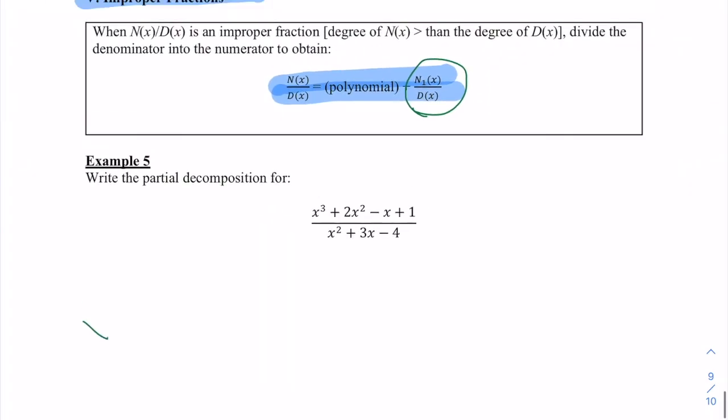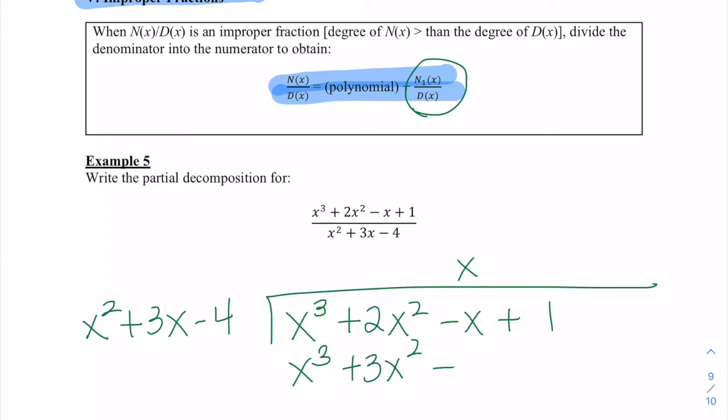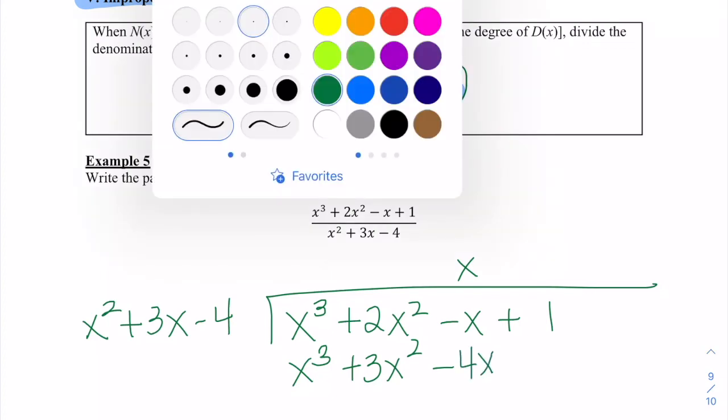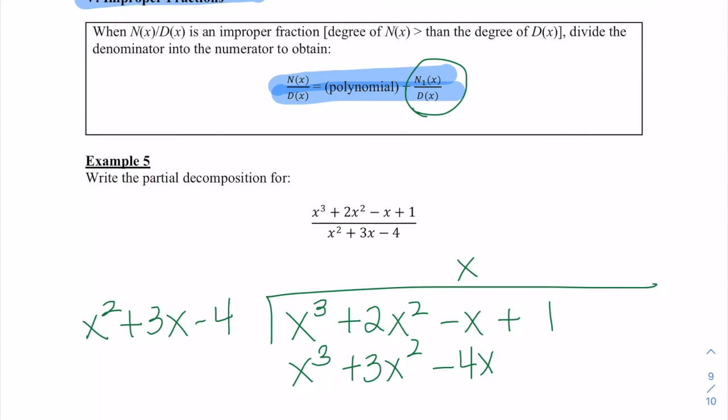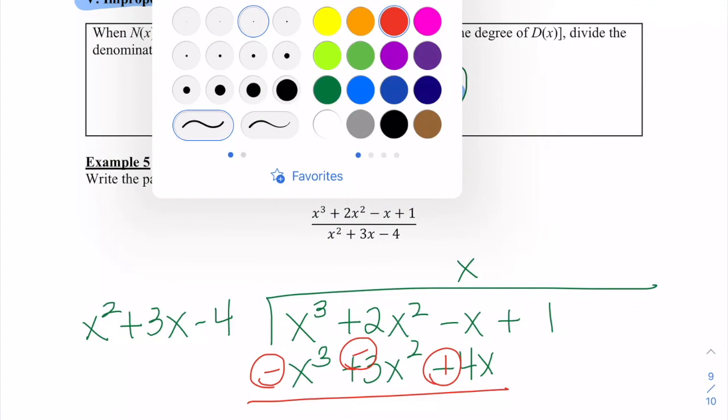So we're going to have x squared plus 3x minus 4 as our divisor. And we're going to see how many times that goes into x cubed plus 2x squared minus x plus 1. Now we need to multiply x squared by x to get x cubed. This will be 3x squared minus 4x. Just remember, these signs change when we subtract. So this is going to be minus, this will be a minus, and this will be plus, so that when we subtract going down, things will cancel.